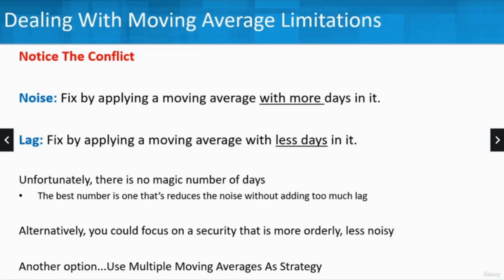And then there's another option, which is that you could use multiple moving averages as a strategy, and we're going to talk about that next. We're going to talk about that strategy where you're not looking at when the price crosses over and dealing with those limitations. You're going to look at when moving averages cross over each other. So let's take a look at that in the next lesson.